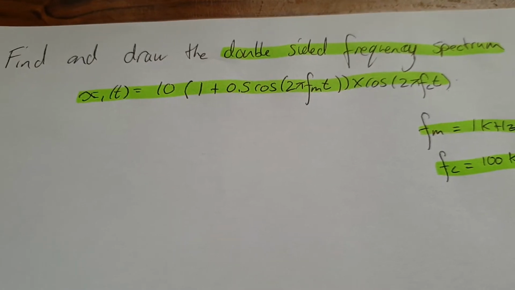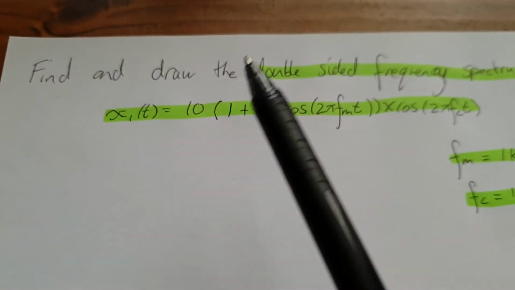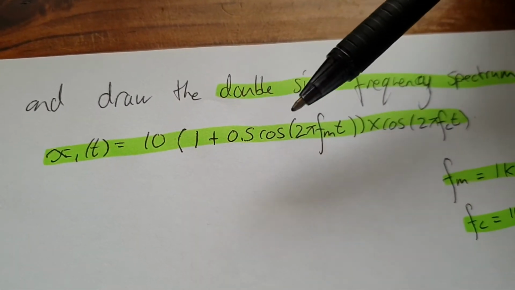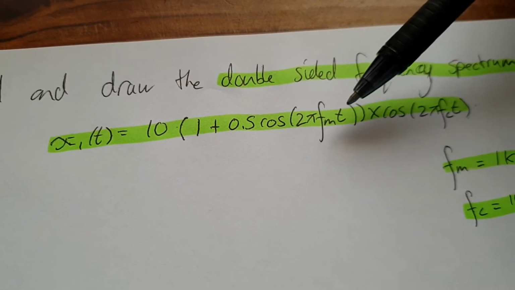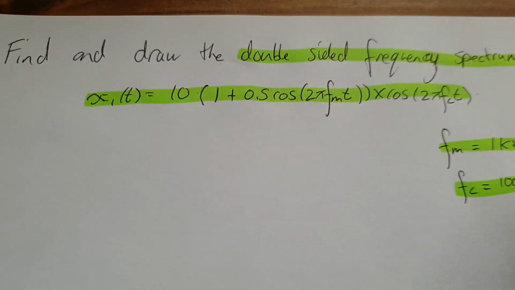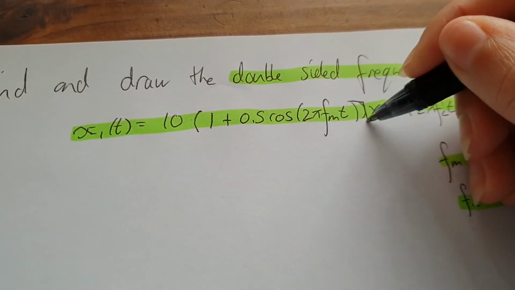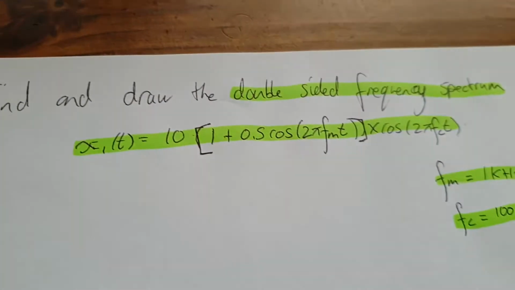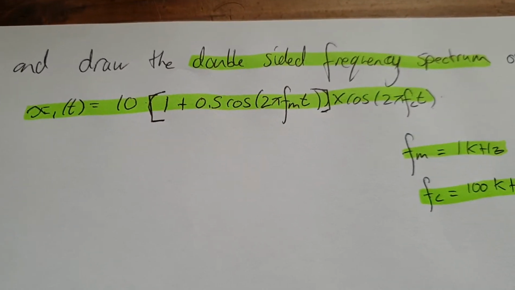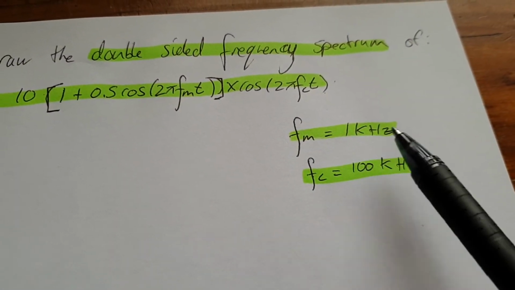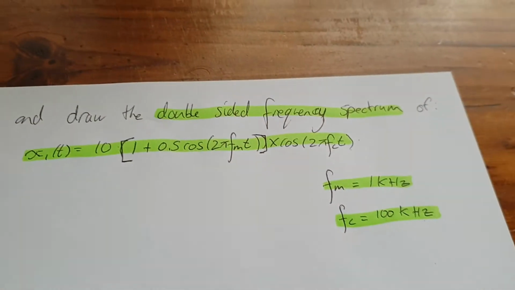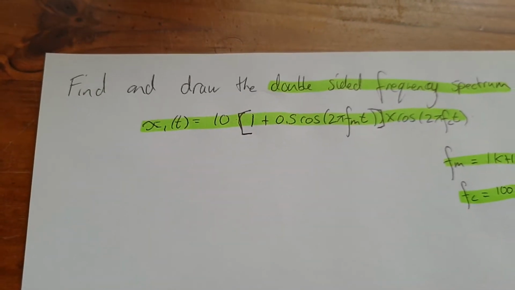Firstly, let's properly expand our equation, because you can see we have 10 times 1 plus 0.5 cos 2 pi fmt, times this whole thing. Maybe I'll make these brackets a little clearer. There we go. All this is multiplied by 10 and cos 2 pi fct. Our fm is 1 kilohertz and our fc is 100 kilohertz. Let's go ahead and expand it.